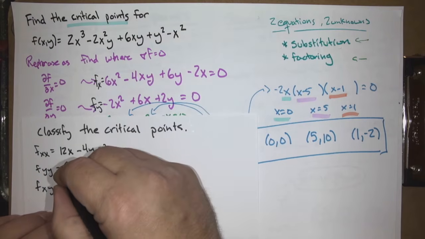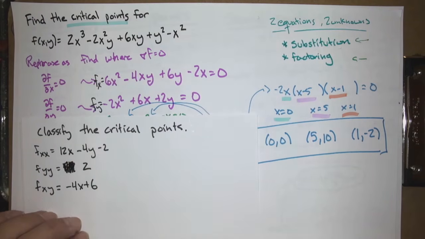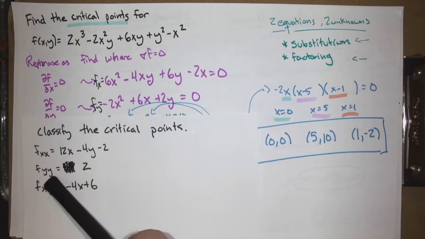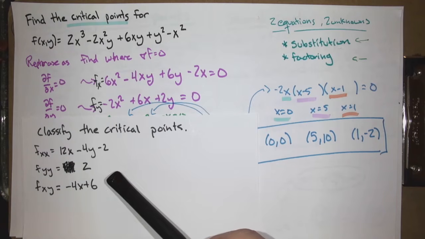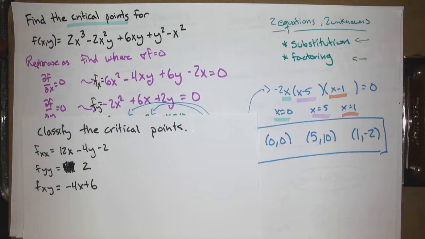By the way, at this stage, I claim there are no maximums to this surface. Can you see why? Fyy is always positive. If Fyy is always positive, you can't have a maximum, because Fyy needs to be negative at a maximum.